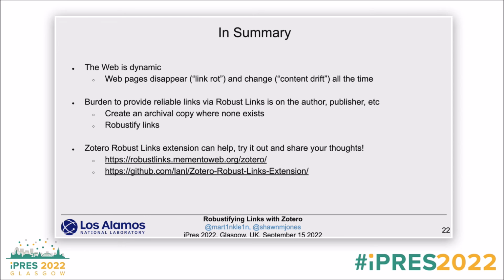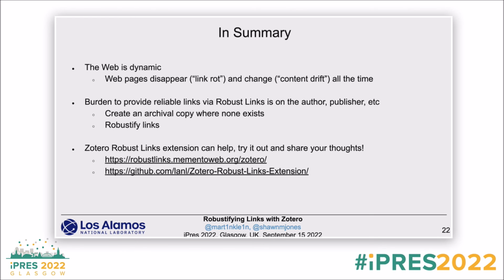All right, so let's summarize. It's not surprising that the web is dynamic, right? This will not shock anybody. Links disappear all the time, content changes all the time. However, if we think about these scenarios in the context of our scholarship, of how we reference resources on the web in our articles, in our blog posts, in our peer reviews, you name it, then the burden to provide reliable links to those resources falls on us as authors.